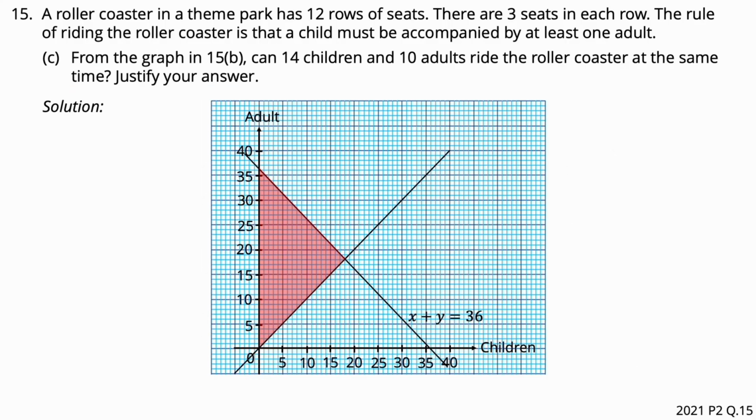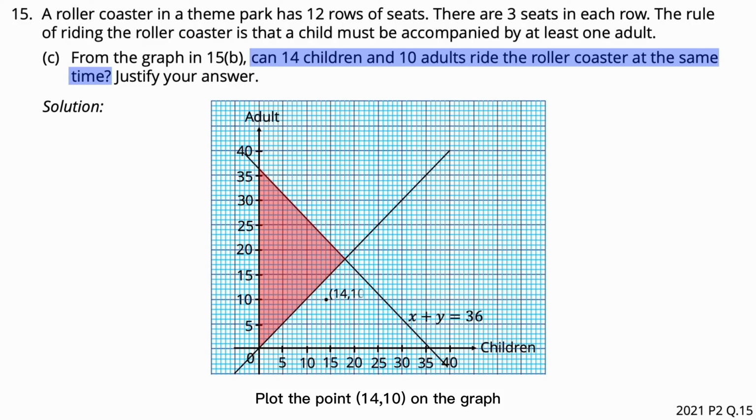Question 15C. Can 14 children and 10 adults ride the roller coaster at the same time? Justify your answer. Plot the point (14, 10) on the graph. The point (14, 10) lies outside the shaded region, which implies that 14 children and 10 adults cannot ride the roller coaster at the same time. Therefore, the answer is no, because the point (14, 10) lies outside the shaded region.